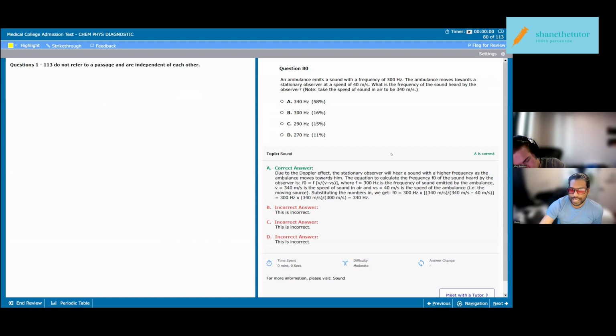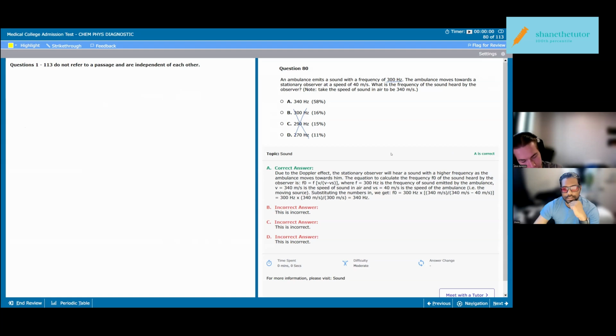So now we're being given the actual frequency, 300 hertz, and the ambulance moves toward the stationary observer. So the distance between the observer and the source, is that getting smaller or larger? Smaller. Now, if it gets smaller, the observed frequency will be higher. So we can get rid of these. Bingo.